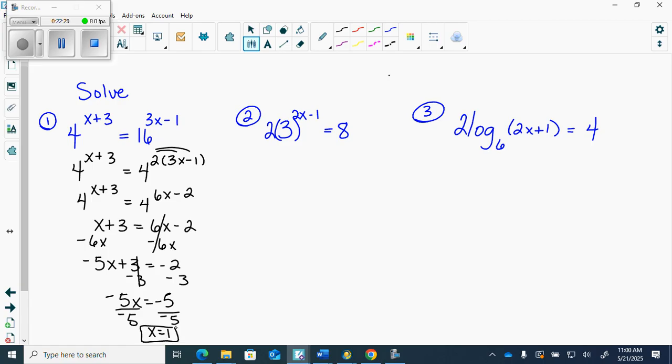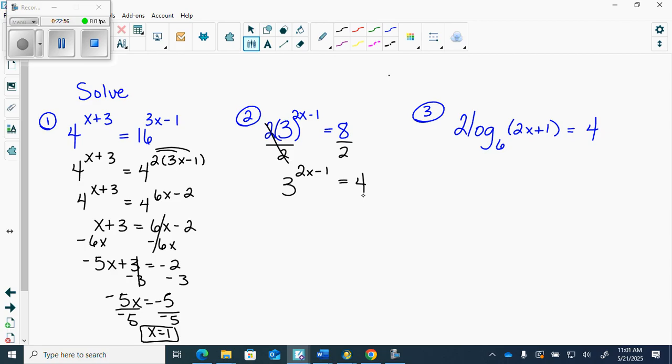Number 2, we can't make common base, but we can divide the 2 over. So we're going to divide that 2 over first. Can the 2 join the 3? No. And if we know initial and final, we've talked about this a lot, we divide that initial over, right? So we're going to get 3 to the 2x minus 1 equals 4.